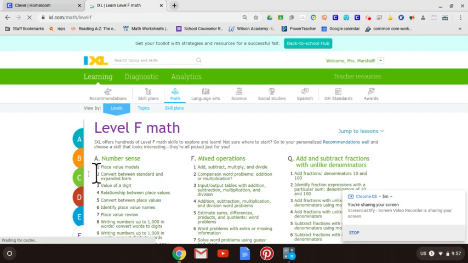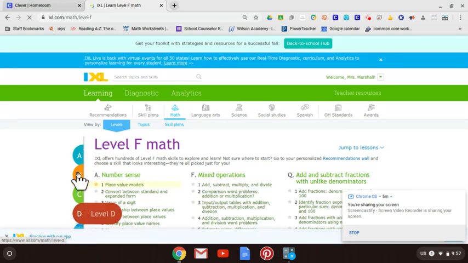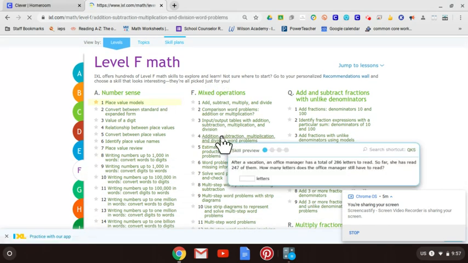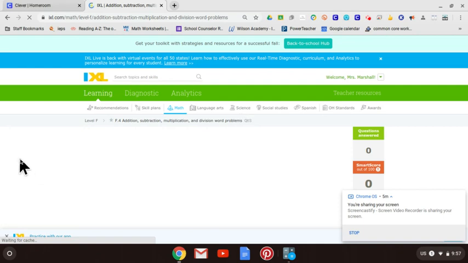Okay, so if we remember, this takes us here to my levels along the side. Now, yours may have numbers. If so, please message me. And we're going to go here to this one. So you could type in addition, subtraction, multiplication, division, word problems, or just go back to the level. And we're looking for FF4.